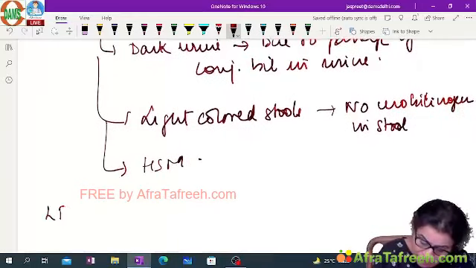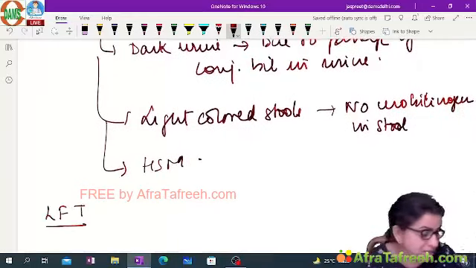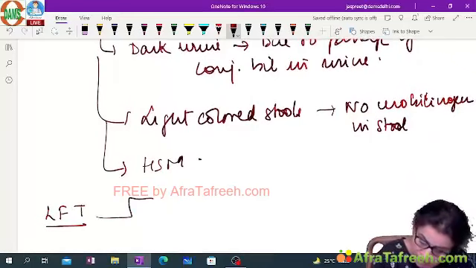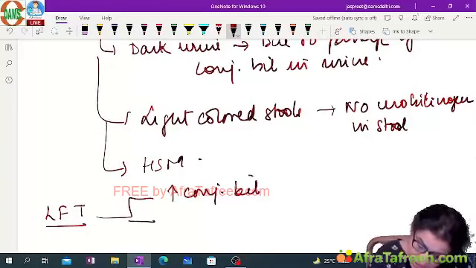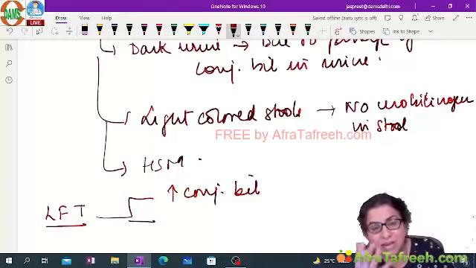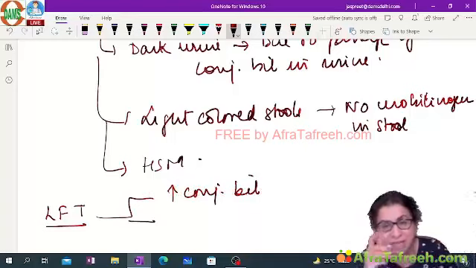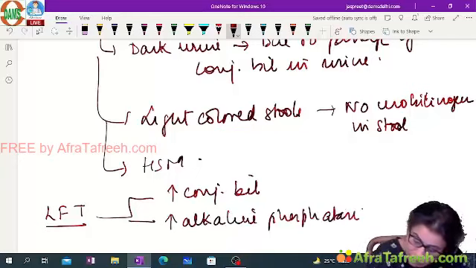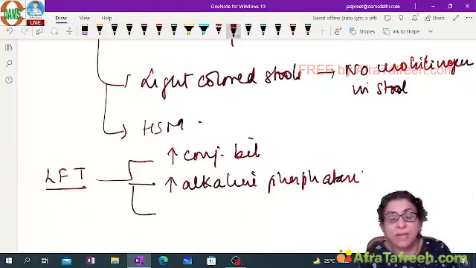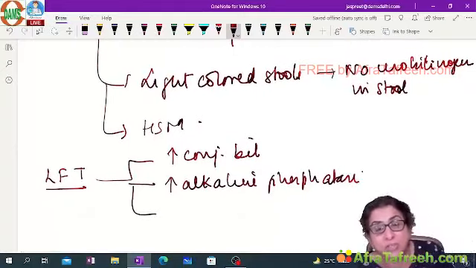If you look at liver function tests in patients with biliary tract disease, what will we see? We will see increased conjugated bilirubin, number one. Second, in biliary tract diseases, the enzyme alkaline phosphatase, if you remember, we had written that alkaline phosphatase rises. So increased alkaline phosphatase.